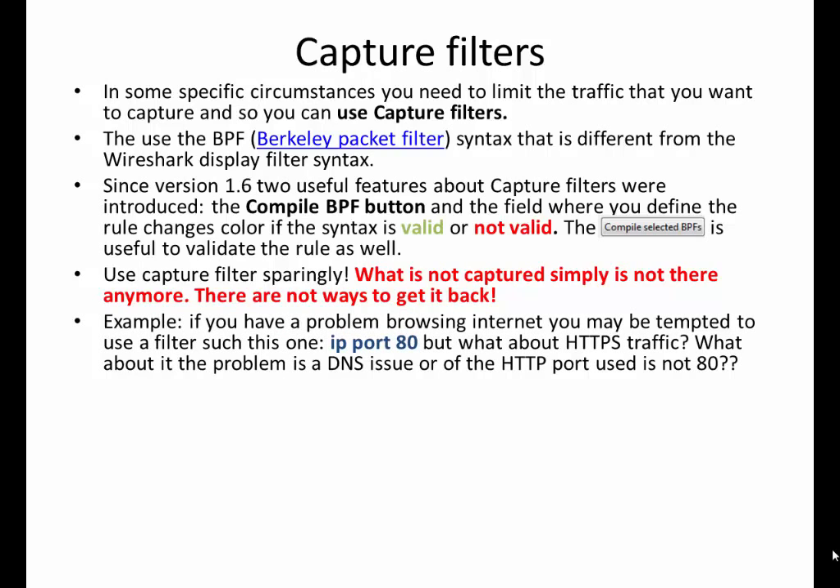For example, if you have a problem browsing the internet, you may be tempted to use a filter such as IP port 80, to capture the traffic from and to port 80. But what about the HTTPS traffic? HTTPS traffic is not port 80, it is 443. What if the problem is a DNS issue? You will not find the client DNS requests and the DNS server replies at all. And you will not see anything about the HTTPS traffic because it's only port 80.